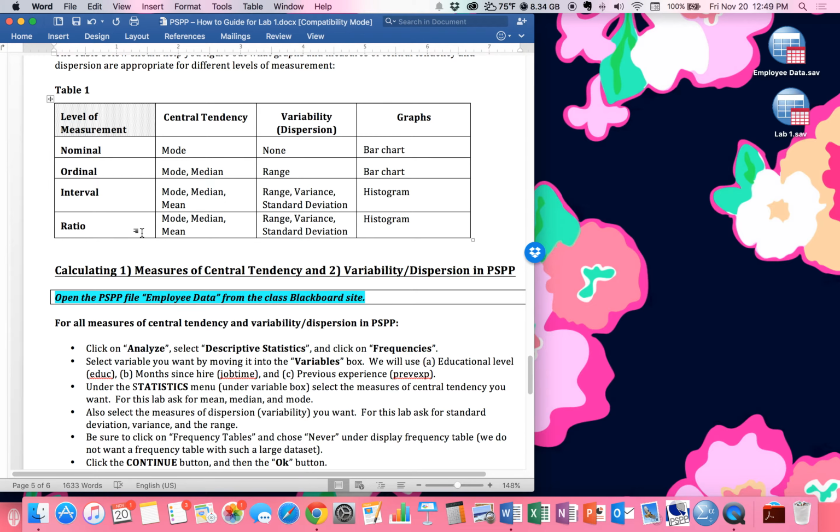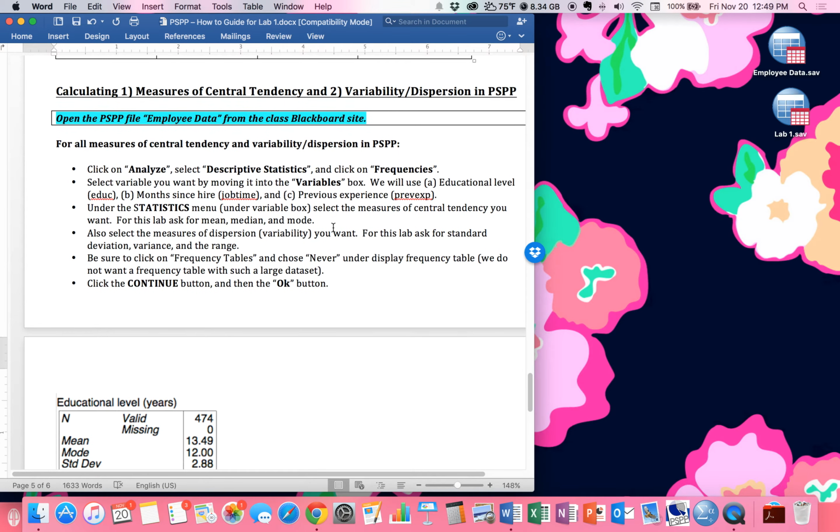Same thing with ratio. We have the highest, best quality, most detailed, most precise level of measurement. So age, right? We can say what is the most frequently occurring age in our class, what is the median or middle age in our class, and what is the average age in our class. And we can calculate the range of ages, the variance of ages, and the standard deviation of age and report that as a histogram.